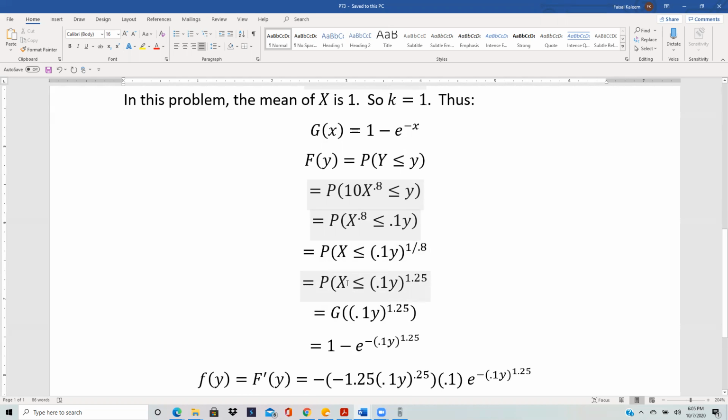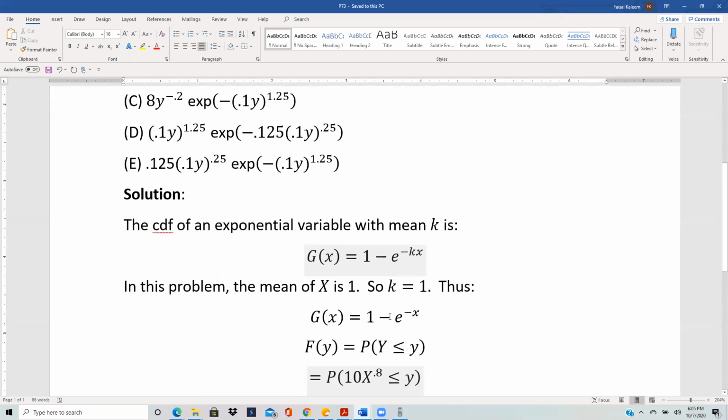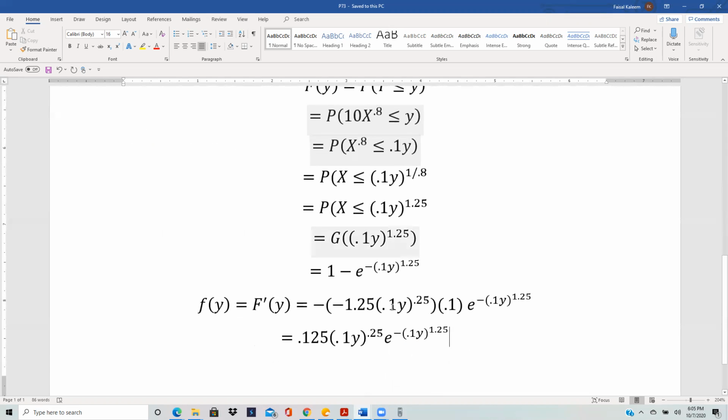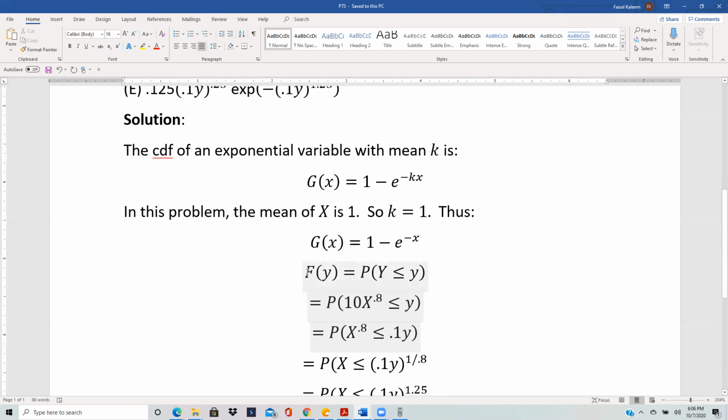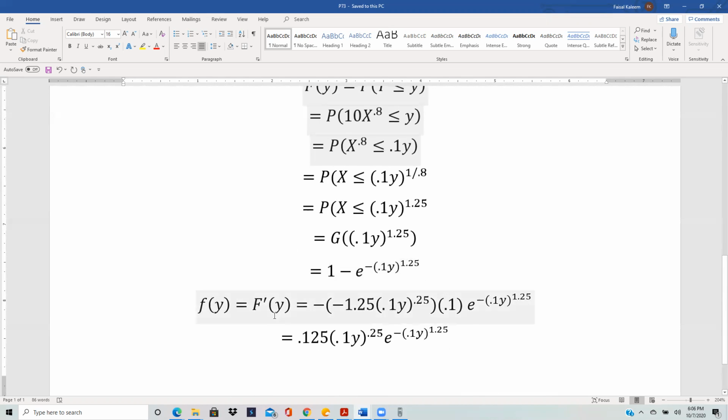So it's the probability big X is less than or equal to this quantity, and that is the definition of the CDF. And the CDF of X was G, so that means it's G of this quantity, and G of x is 1 minus e to the negative x. So G of this quantity would be 1 minus e to the negative this quantity. And that was the big F, and the little f is the derivative of the big F.